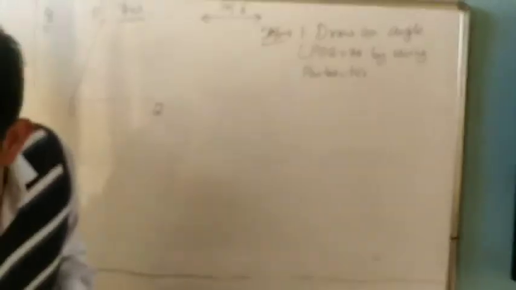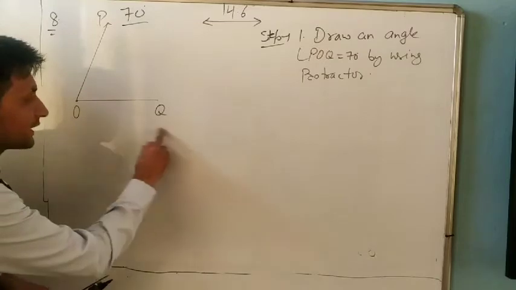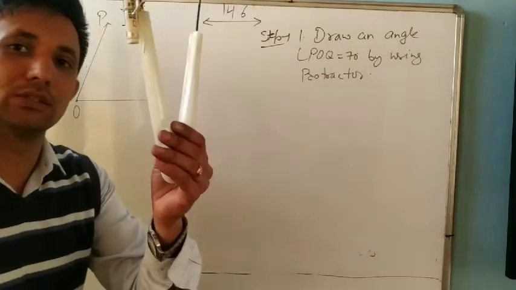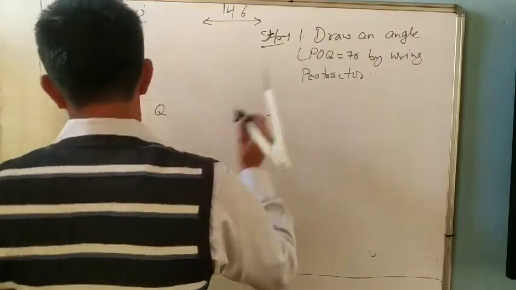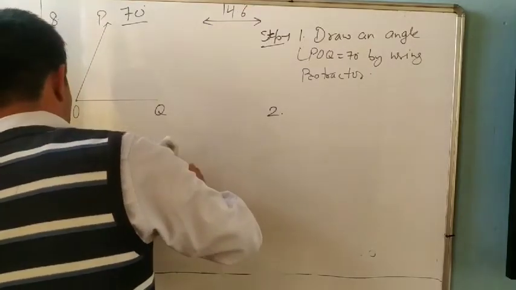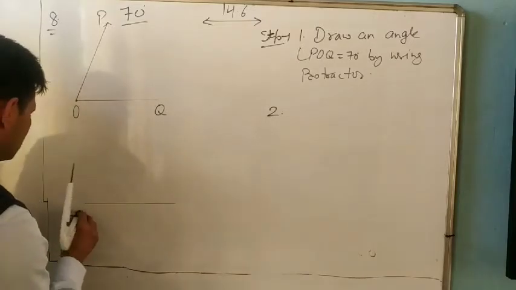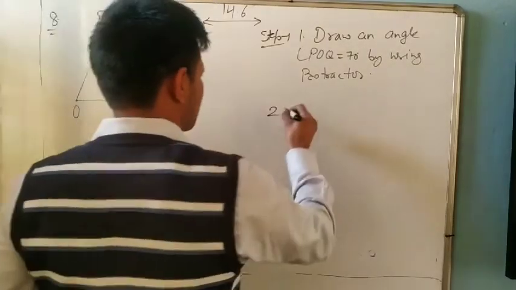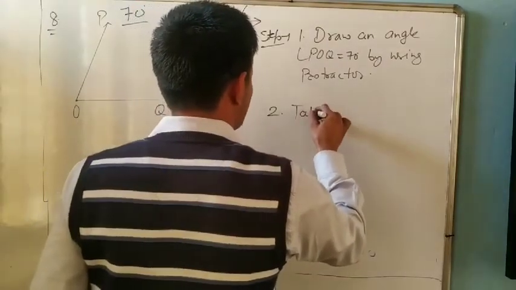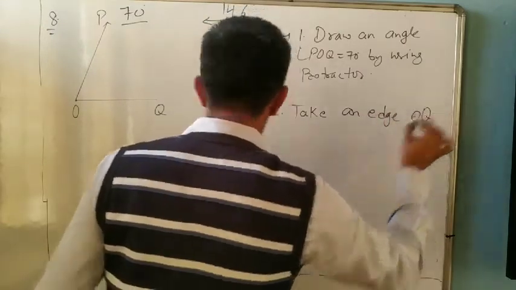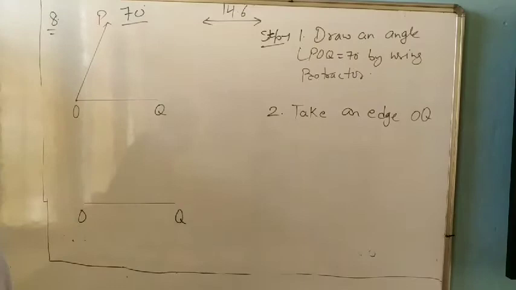Now we will make one more angle with the straight edge. What is the straight edge? It is the straight edge of OQ. Understand? And the compass. So we will write the second step: take an edge OQ. Understand? Now we have to make a copy.